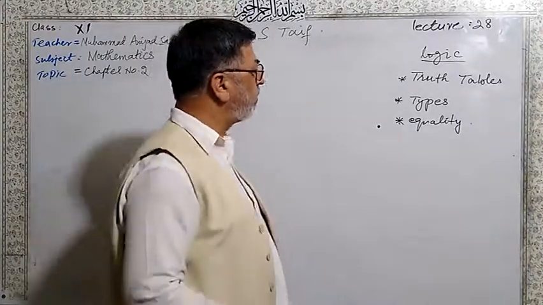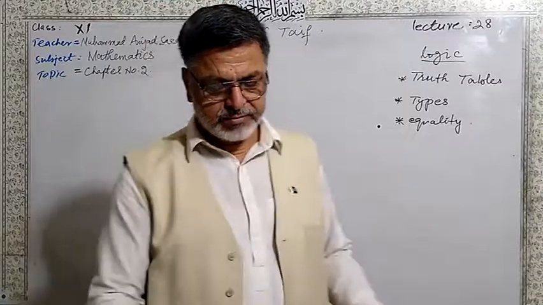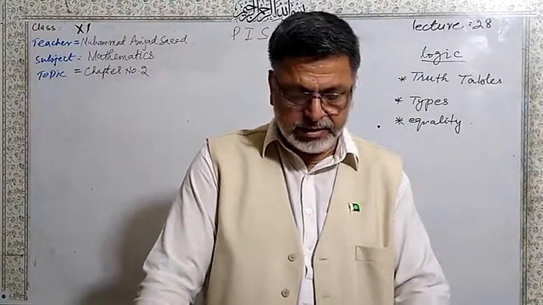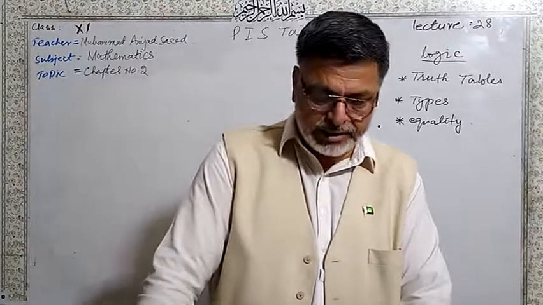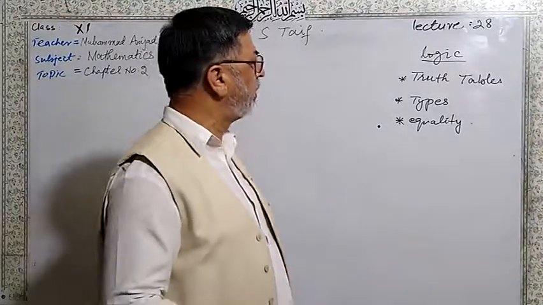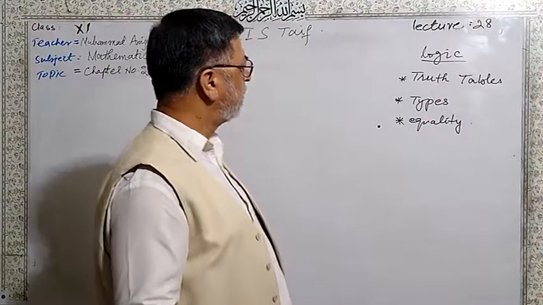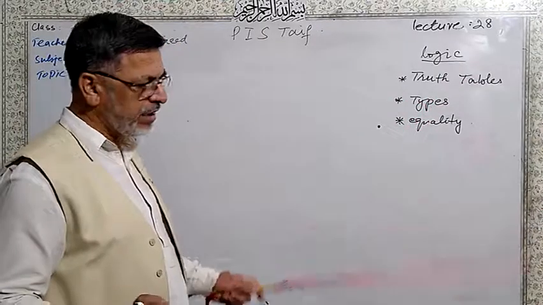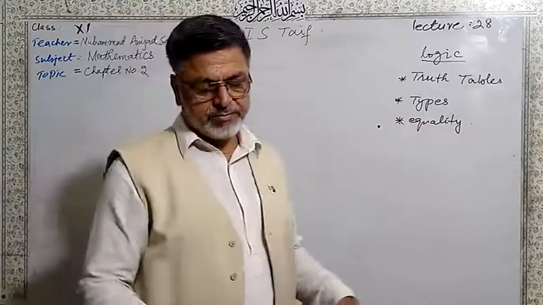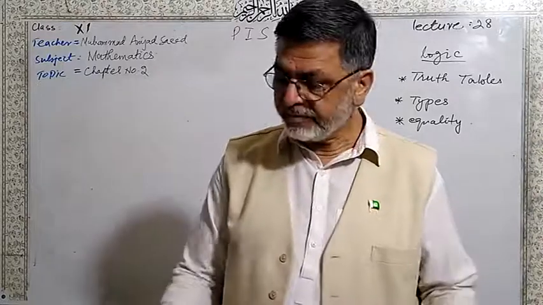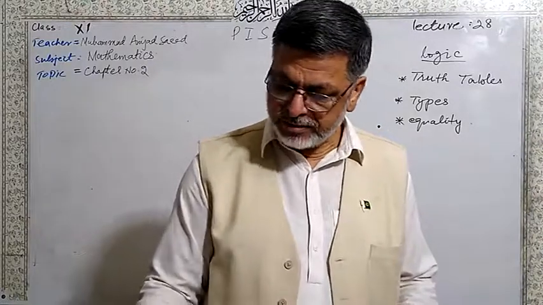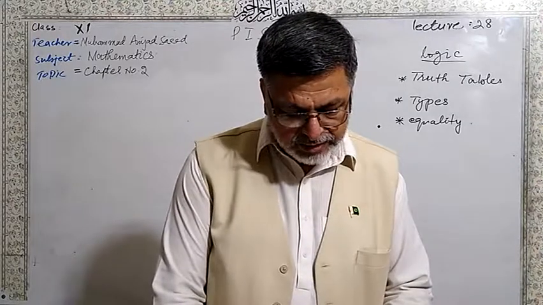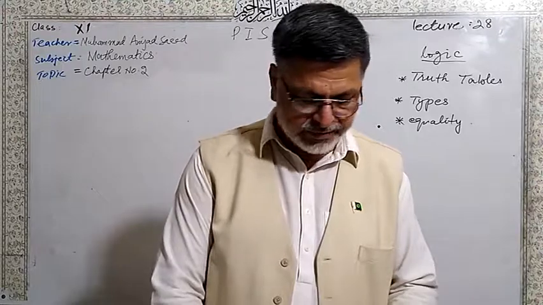And you had the previous lecture, number 27. I think you have revised that, and it will be easy for you to understand the next exercise. Today we are going to continue our lecture number 28. In the topic of logic, we had the truth tables and their types and the equality of different types of actions or logic. First of all, exercise 2.4: write the converse, inverse and contrapositive.